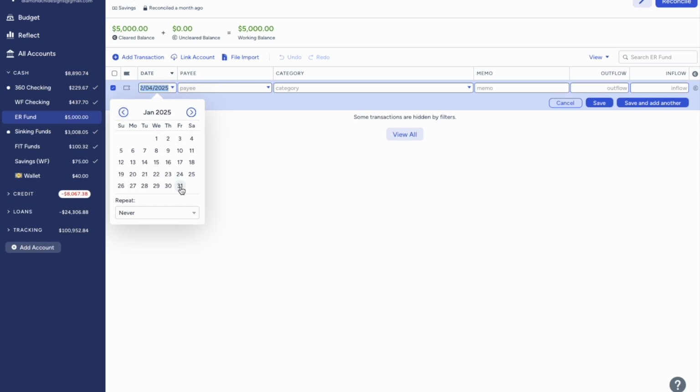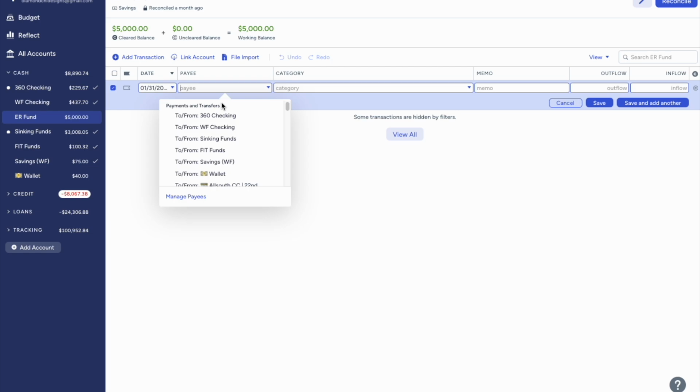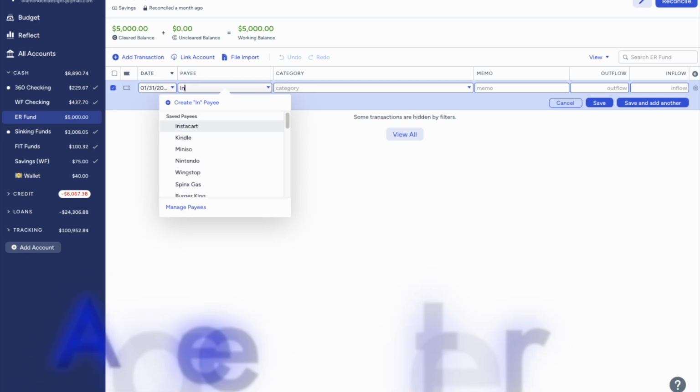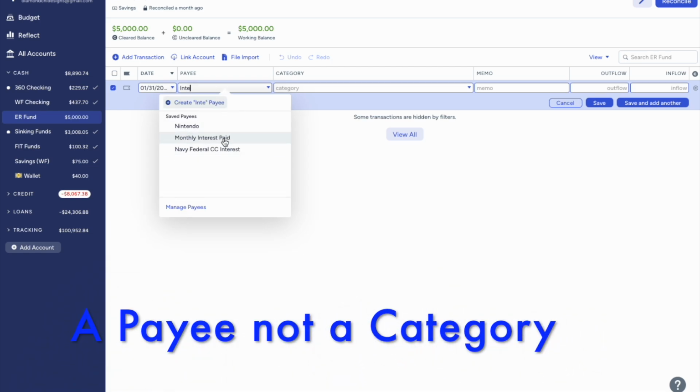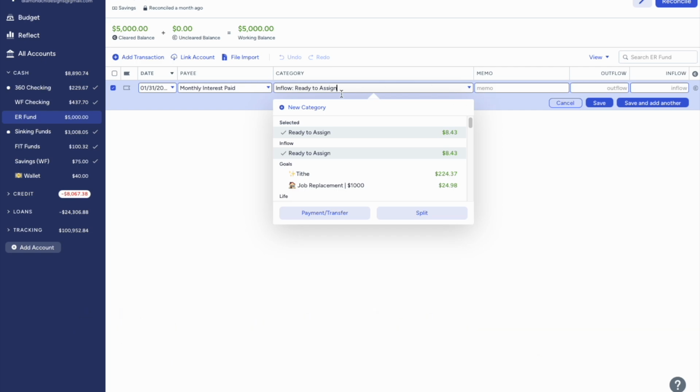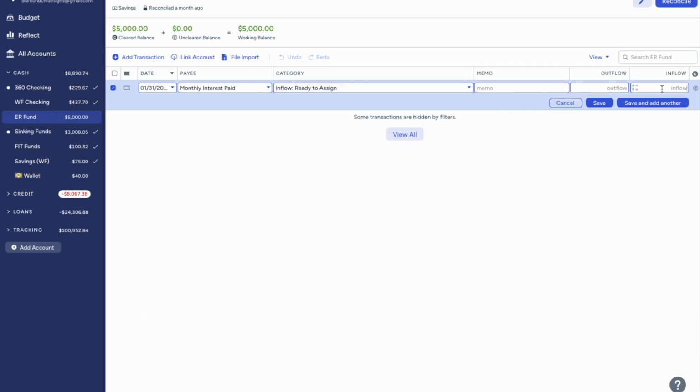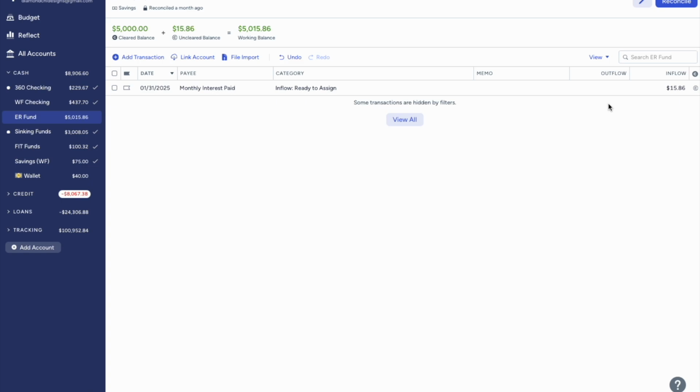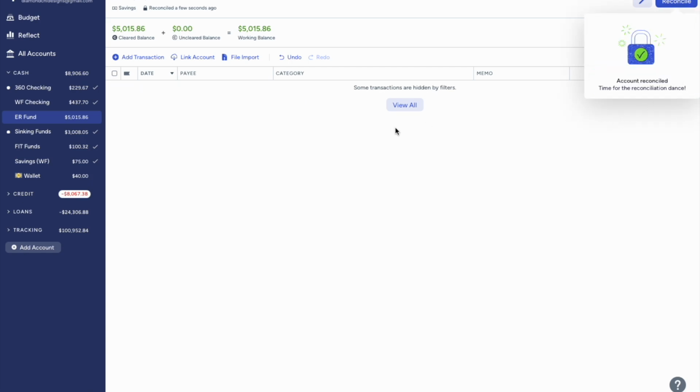My bank account has a date of the 31st. I have a category called monthly interest paid. I typically put that money to ready to assign, and that amount is $15.86. So I'm going to save that. And now this balance matches my account. So I'm going to clear it, and then I'm going to reconcile.